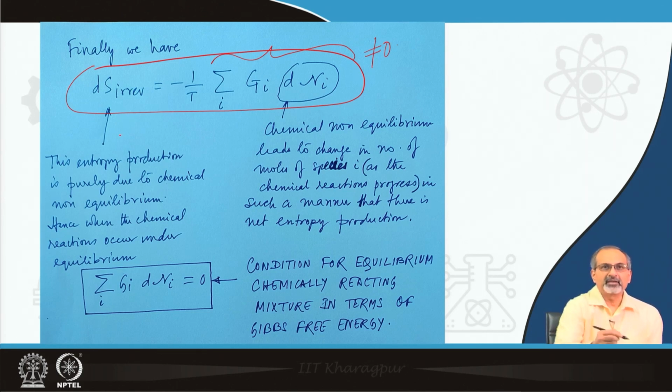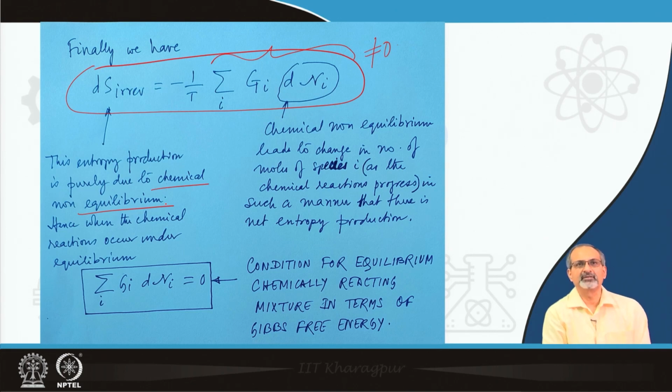And as far as the entropy production is concerned, it is purely due to chemical non-equilibrium, and we should not be mixing it up with other sources of irreversibilities which can also change or augment the entropy. So, this has to be kept aside from that.